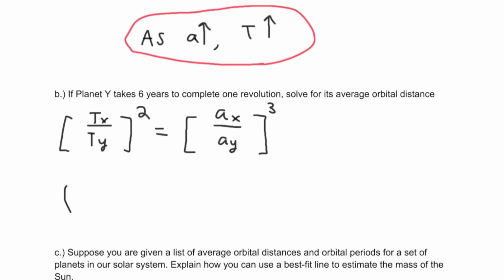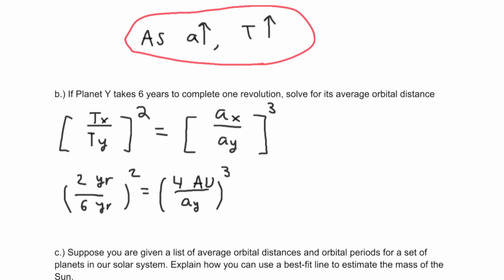So, plugging in, we're given that planet X took 2 years, planet Y took 6 years, and we're given the average orbital distance of planet X was 4 AUs. So then simplifying, we get 1/9 is equal to 64 divided by AY, quantity cubed.